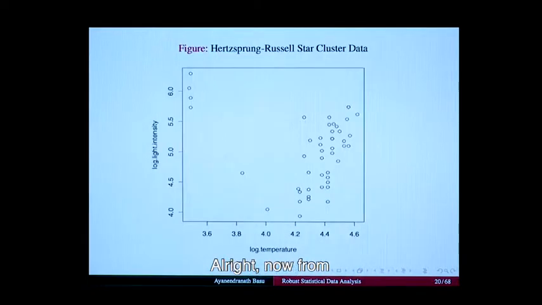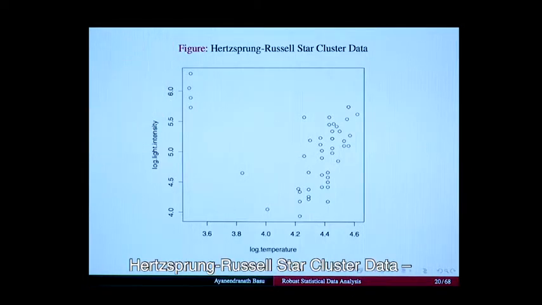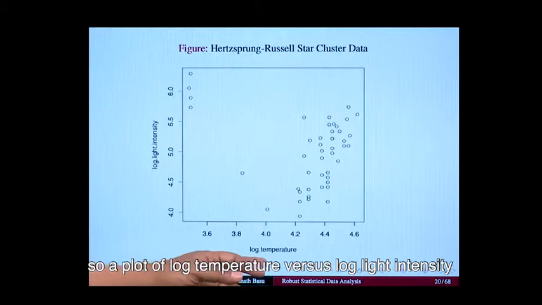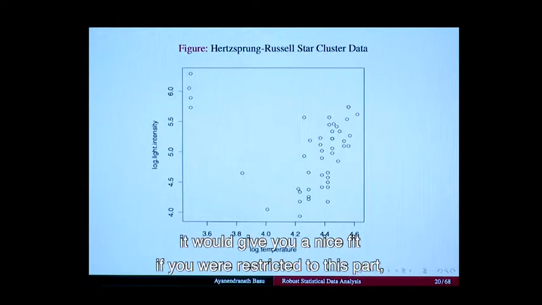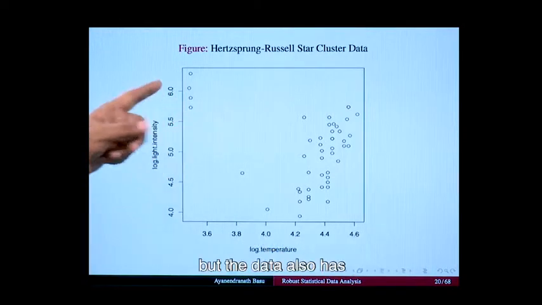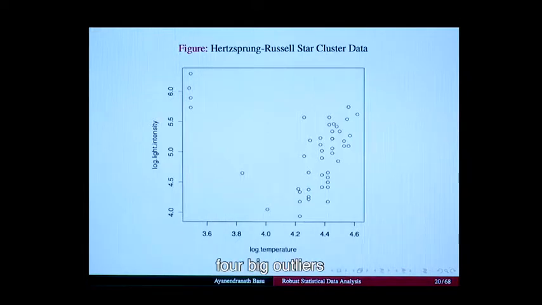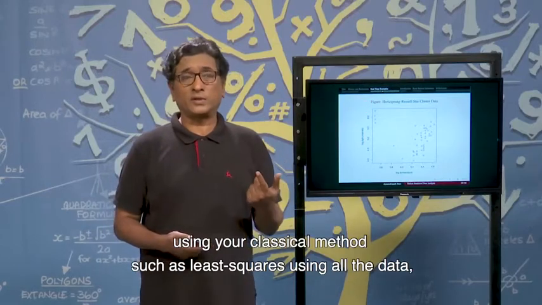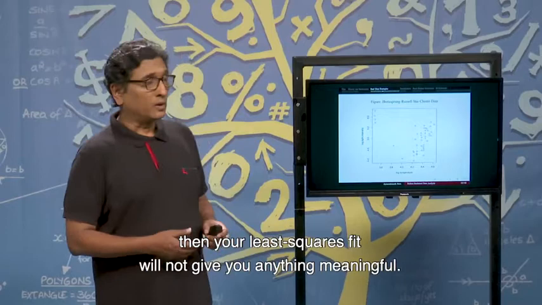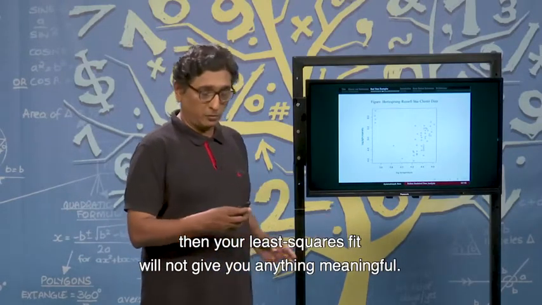All right, now from univariate data examples, we move on to bivariate data examples. This is Hertzsprung-Russell star cluster data. So, a plot of log temperature versus log light intensity, and this has a nice cluster here. If you fit simple linear regression, it would give you a nice fit if you were restricted to this part, but the data also has 4 big outliers on the upper left hand corner. If you do a data analysis using your classical method such as least squares using all the data, then your least squares fit will not give you anything meaningful.